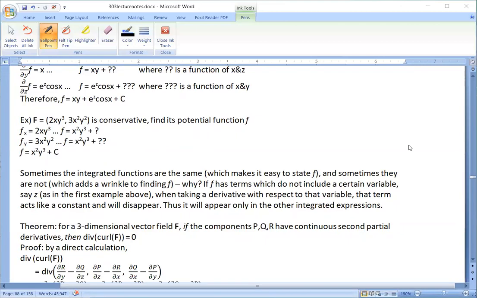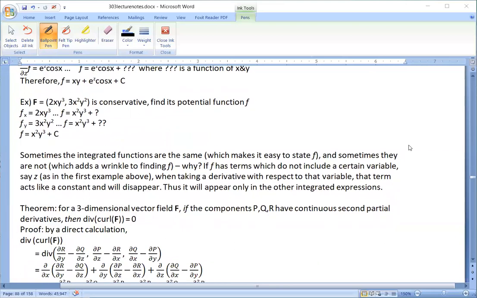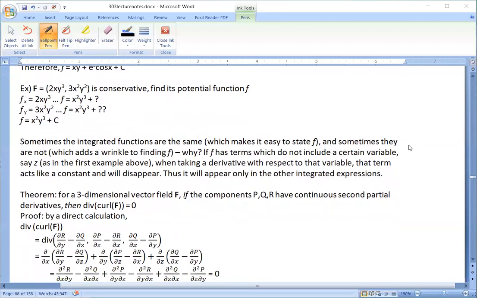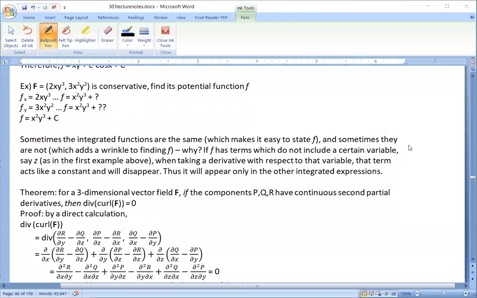Divergence, remember, is just d/dx of the first component plus d/dy of the second component plus d/dz of the third component. So it looks like this. Take those derivatives, and what do you get? Using the d notation, you get these 6 different second derivatives. Let's look at them. The very first one is the second derivative of R, first with respect to x, then y, and further down you get minus the second derivative of R with respect to y, then x.